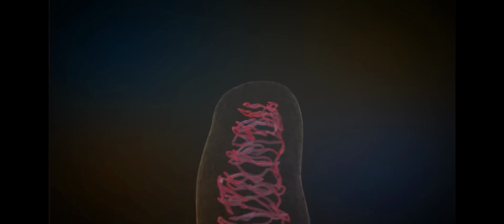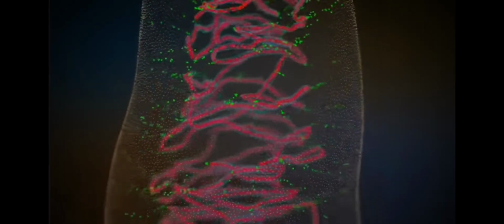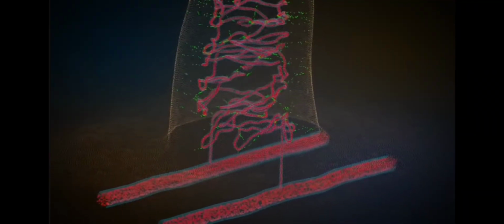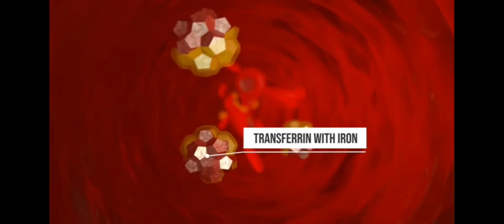Each villus contains blood capillaries and a lymphatic capillary called lacteal, which we will see later. The nutrients, marked green here, are absorbed by the villus and transferred to the blood capillaries. Carrier. They are transported freely in the bloodstream. Other nutrients, such as iron, require transport proteins like transferrin.